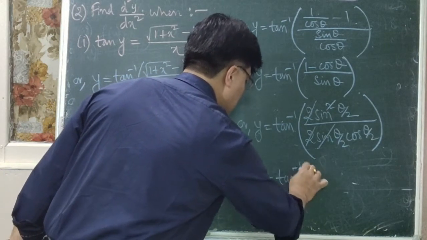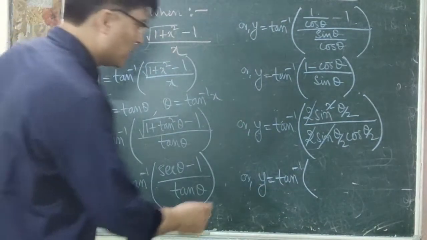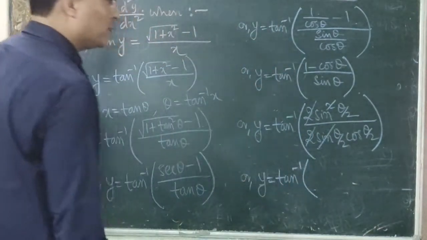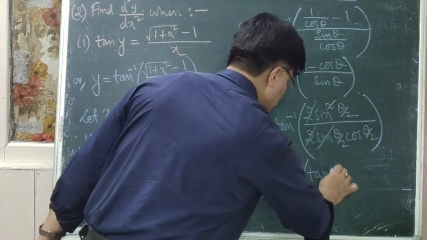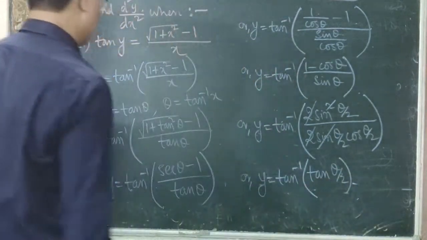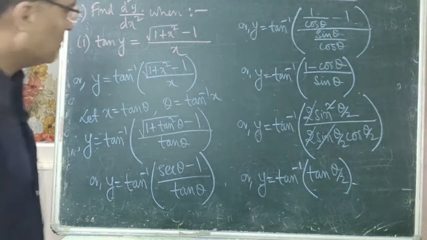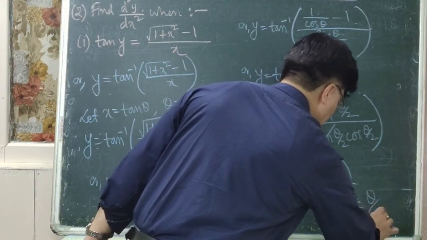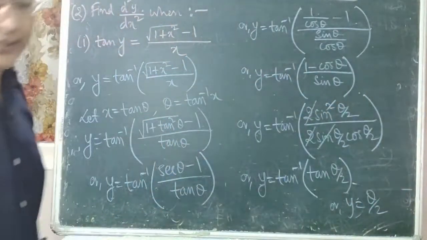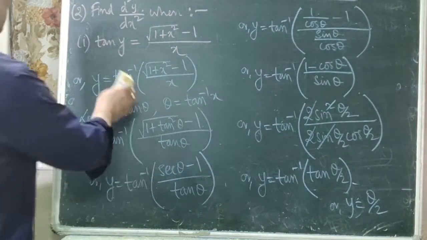tan inverse. So within bracket, this is your tan inverse within bracket. What is sin by cos? Tan, isn't it? So this is your tan theta by 2. Now what is the value for y now? Or y is equal to, this is only theta by 2. You know that tan inverse tan theta by 2 is theta by 2, right?